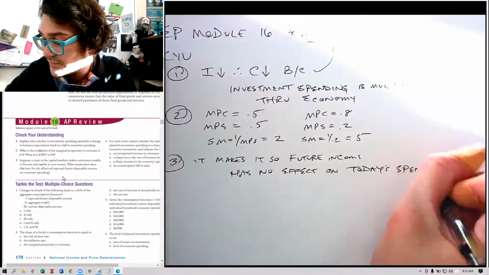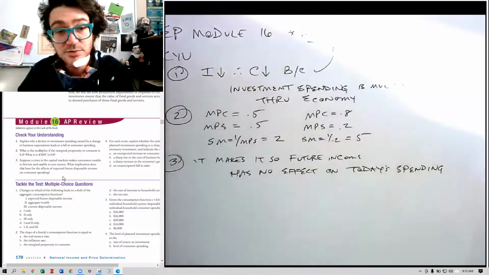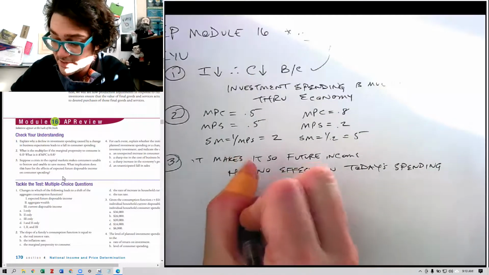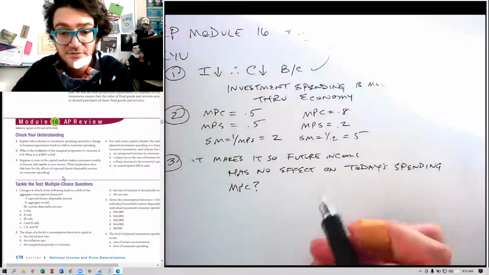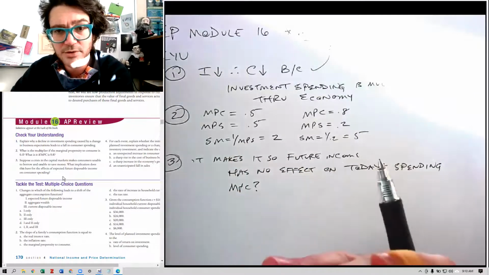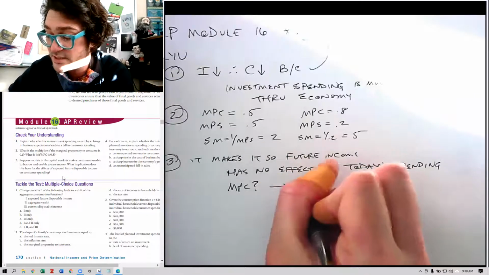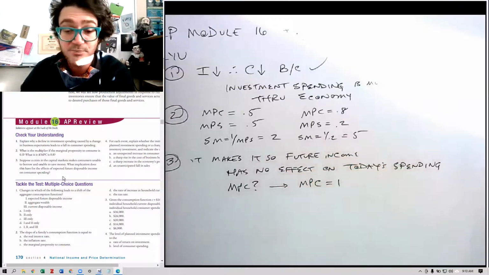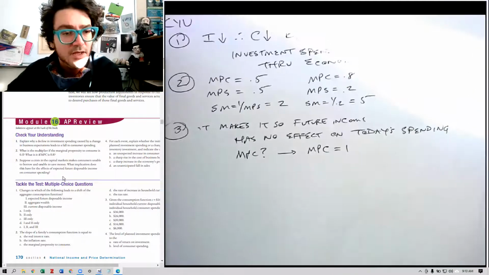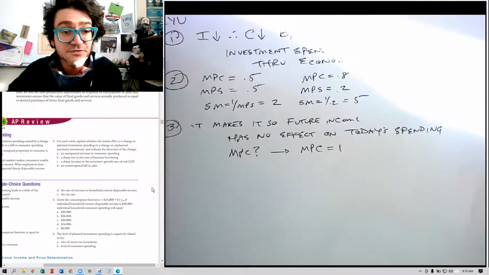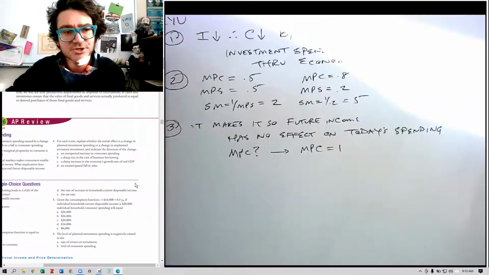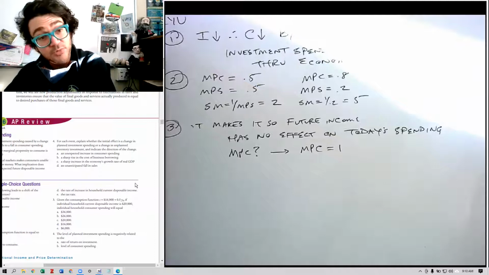And the other aspect that maybe connects this to the multiplier is, what would be the MPC? Well, if you had this situation where you can't borrow and you can't save, then MPC equals 1, because there is no savings, right? So then the next one: for each event, explain whether the initial effect is a change in planned investment spending or a change in unplanned investment spending.